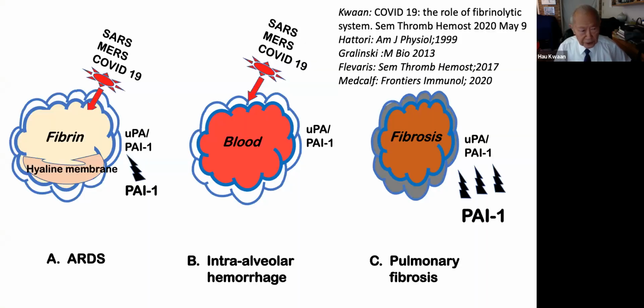In another picture, I show it here. On the left side is the hyaline membrane in the alveolus. If there's a high PAI-1, it will block urokinase from lysing the hyaline membrane. In the middle, if there's insufficient PAI-1, there's hemorrhage because of the action of uPA. And finally, on the right side, as I mentioned, excess PAI-1 will cause pulmonary fibrosis.